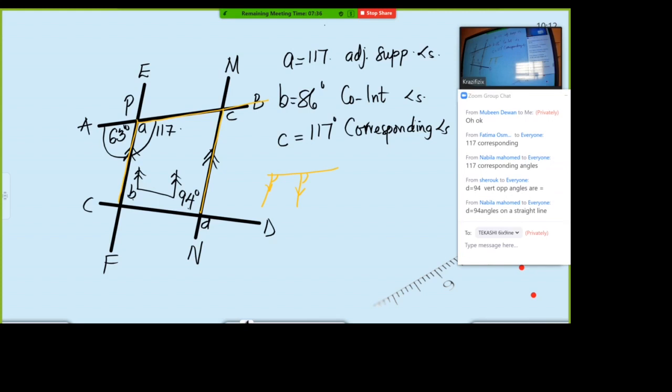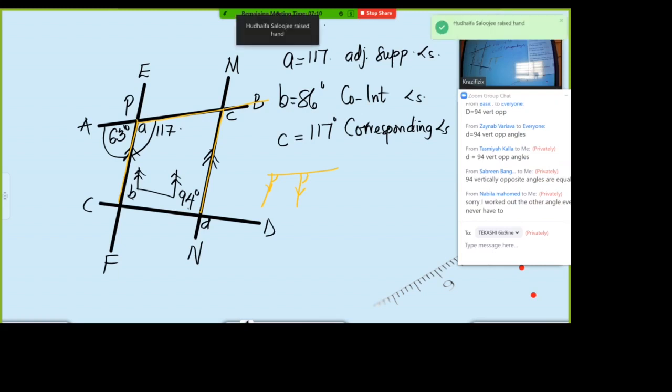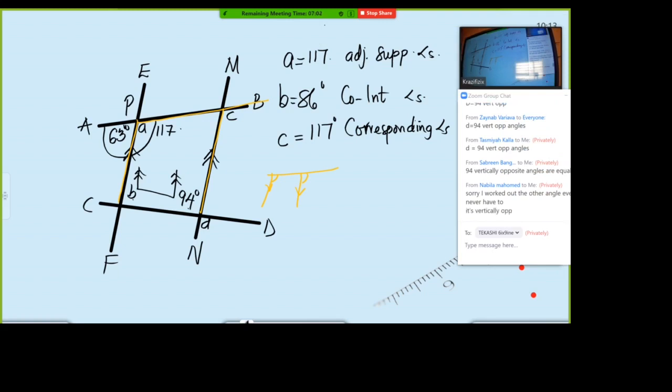Nabila, how can it be angles on a straight line? I disagree with you, Nabila. Okay. Yes, answers are now coming in. 94, vertically opposite angles. Oh, you worked out the other angle. All right, I see. But just use a shortcut. You see, you didn't have to. I'm glad you've seen that you didn't have to.